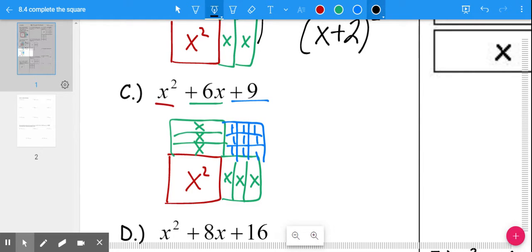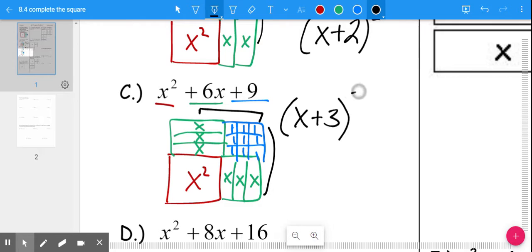So when you look at the top side where we added figures and the right side where we added figures, now we have x plus 3 in both places. So we call it x plus 3 squared. And if you multiplied out x plus 3 times x plus 3, you would get this trinomial. So we're just looking at factorization in a different method.